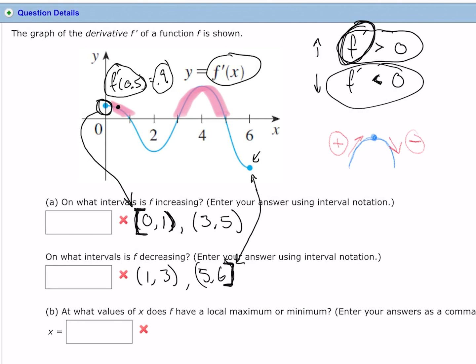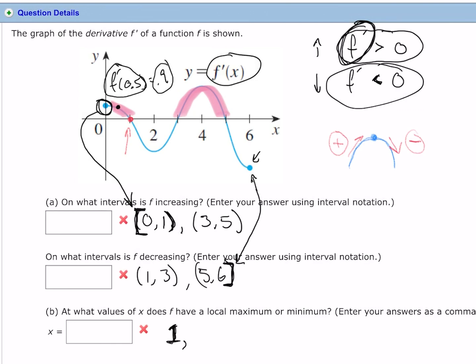I think that happens where our x-coordinate is 1. At this point, to the left of it, f prime is positive or above the x-axis, and to the right of it, f prime is negative or below the x-axis. So I would say, at what values of x does f have a local max or minimum? So we're entering our answers as a comma-separated list. I'm going to go with 1 as my first x value.